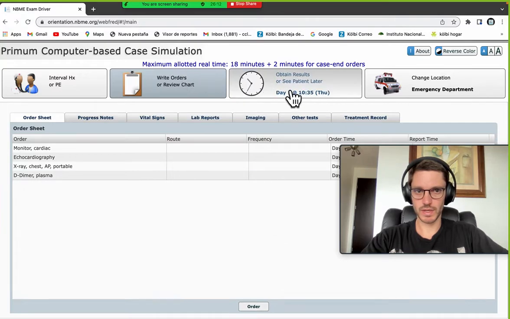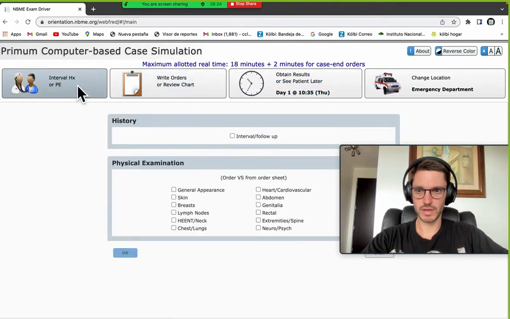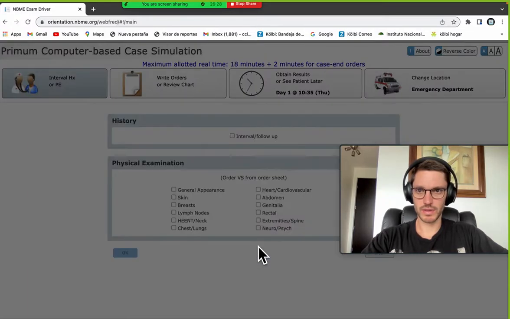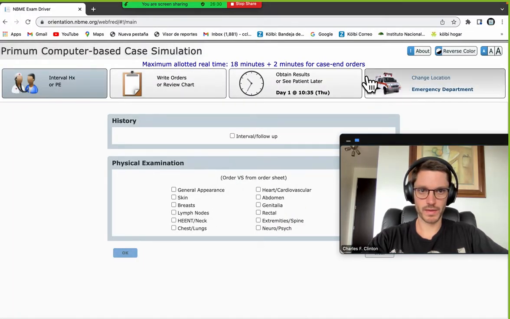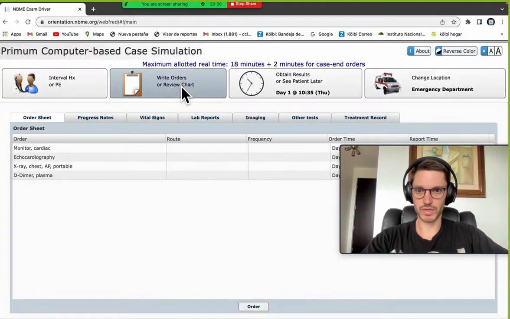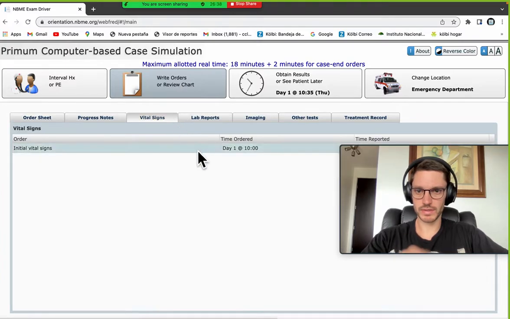Okay, and we're still in the emergency department. That's where she should be, and I want to treat that pain. She isn't hypotensive. Or can I see whatever we have? I want to see the information we have for now. Review chart, maybe? Vital signs.